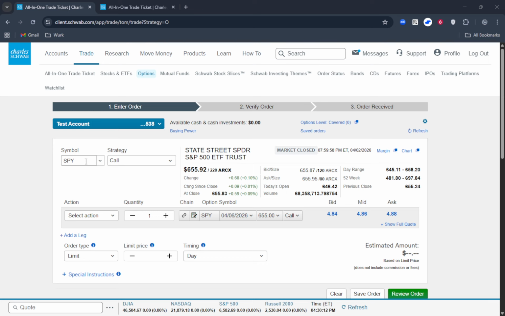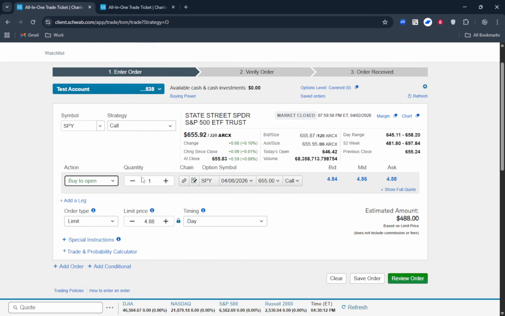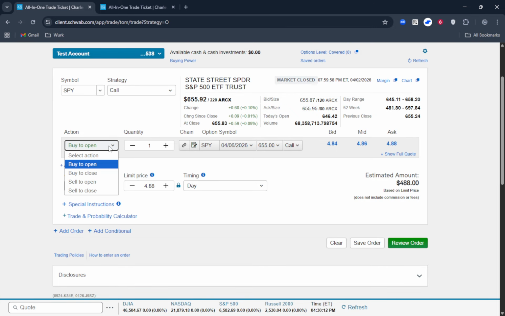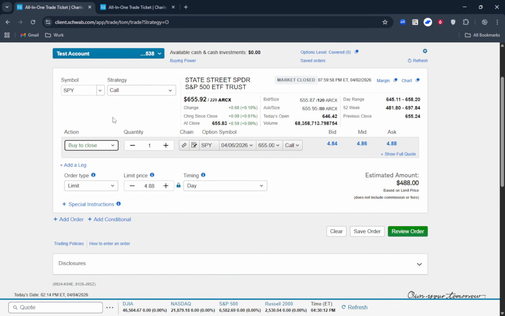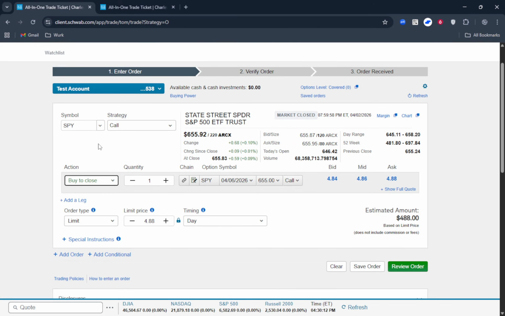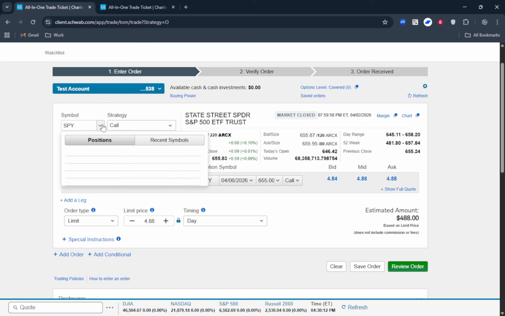Next, get comfortable with how options work. An option is a contract that gives you the right, but not the obligation, to buy or sell a security at a specific price before a specific date. A call gives you the right to buy. A put gives you the right to sell. Traders use them to hedge, generate income, or speculate. But options can be risky, so keep position sizes reasonable and know what you could lose before you enter a trade.